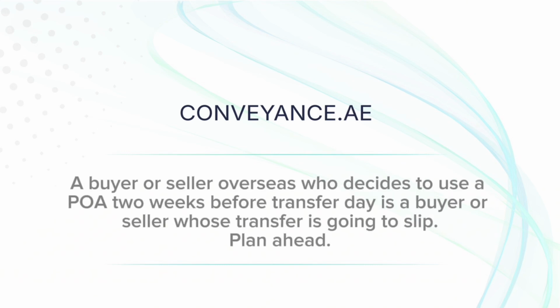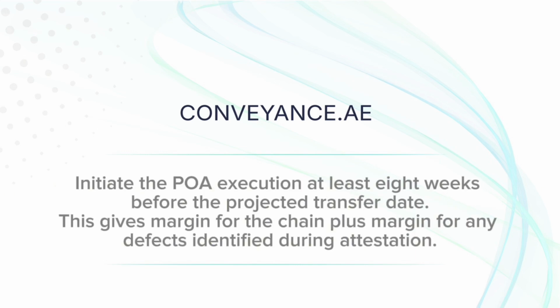A buyer or seller overseas who decides to use a POA 2 weeks before transfer day is a buyer or seller whose transfer is going to slip. Plan ahead. Initiate the POA execution at least 8 weeks before the projected transfer date. This gives margin for the chain, plus margin for any defects identified during attestation.